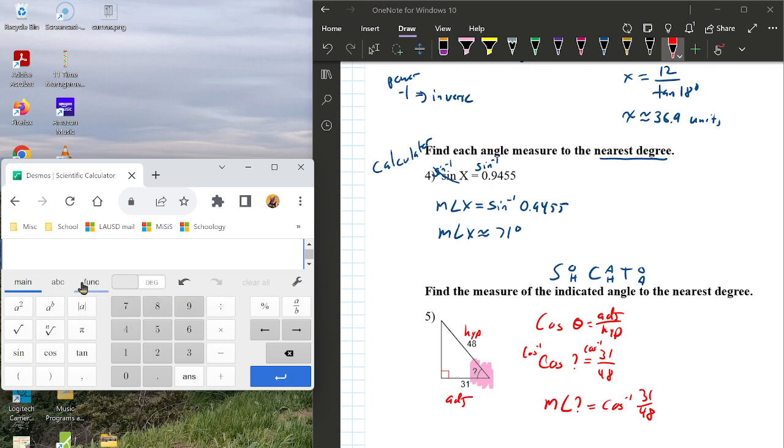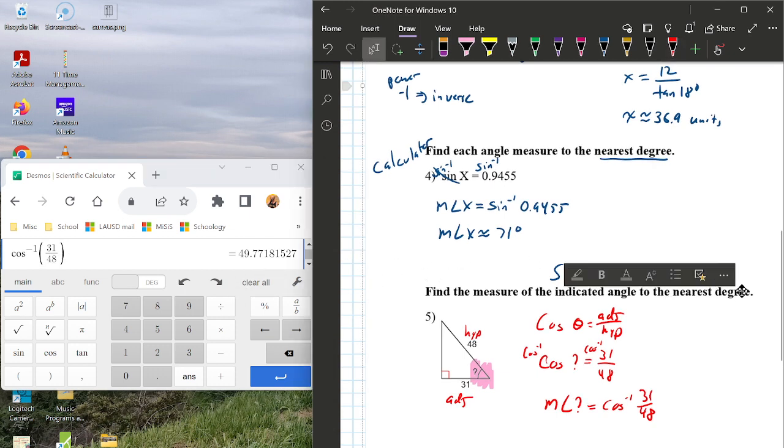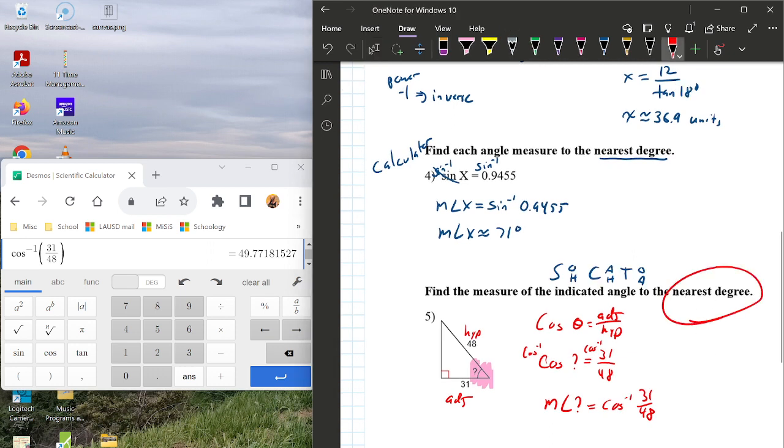So I'm going to go to function here, cosine inverse, back to the main one. 31 divided by 48. I'm going to close that. There we are. Got that in there. And we can see that goes to 49.77. I'm going to the nearest degree again over here. Nearest degree, because it's a picture.